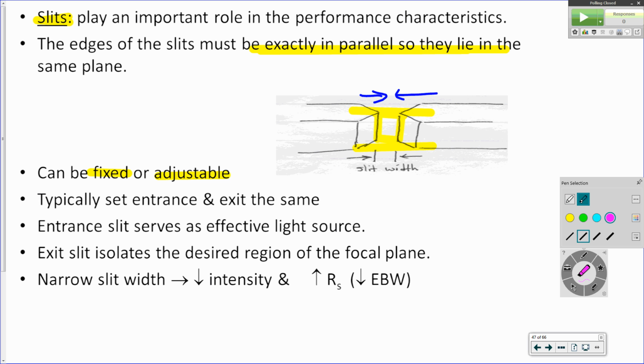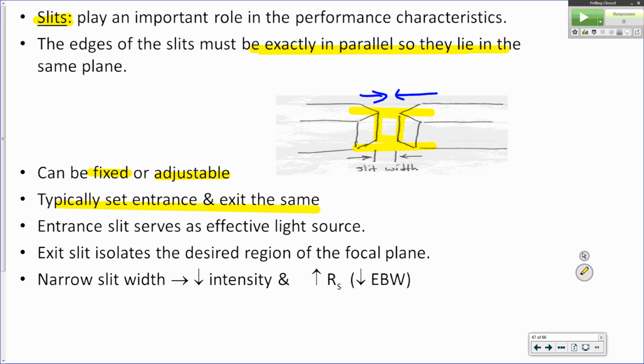Most commonly, you set them the same on the entrance and exit side. I've never done a measurement where they weren't set the same. There might be a reason, I just don't know why you don't keep them in parallel. The entrance side of the monochromator, that's what it serves as is an effective light source. So with that, you're controlling power. So power can be increased by opening it up or decreased by narrowing it down.